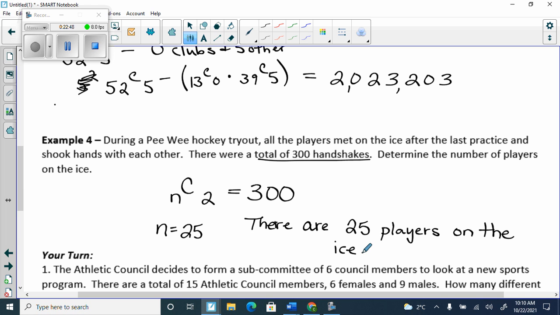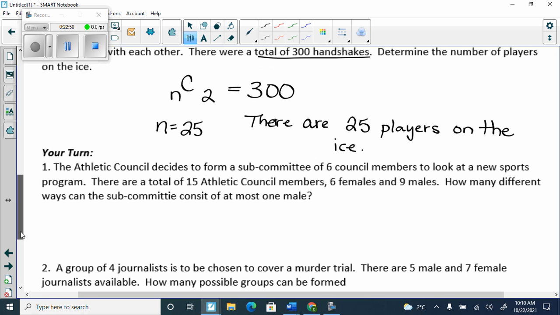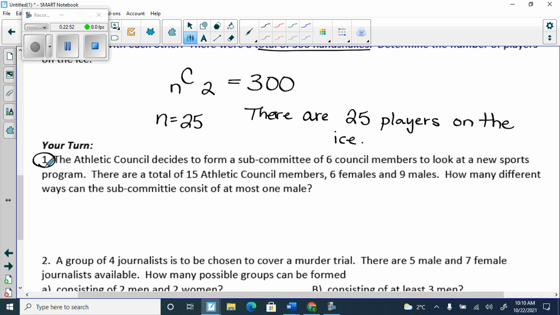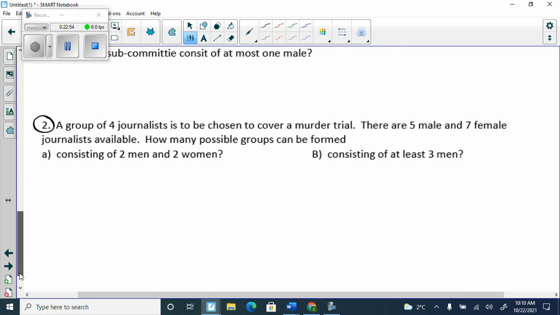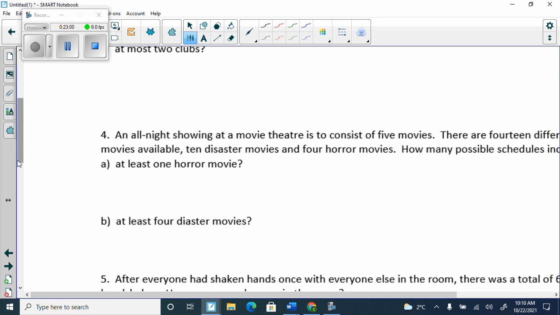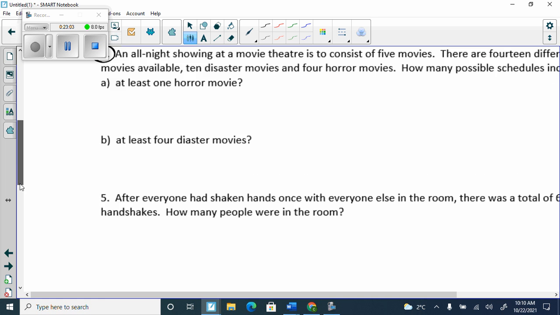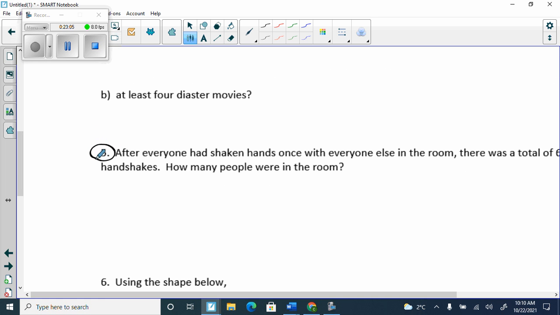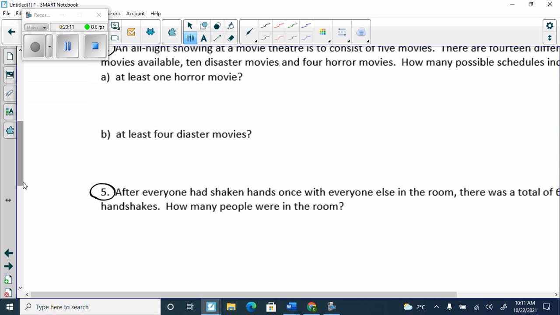Might be Amelia. Okay. So, you're going to do number 1. Number 2. Flip over. Number 3. Number 4. Number 5. And we're going to do number 6 together on Monday. So you're doing numbers 1 to 5, and you have till 10:25, so get working.